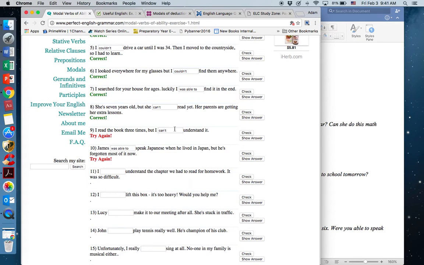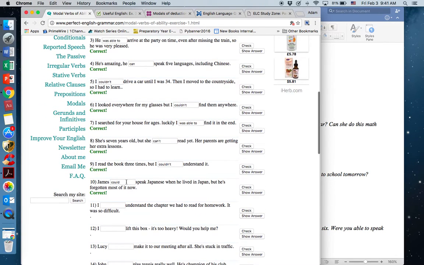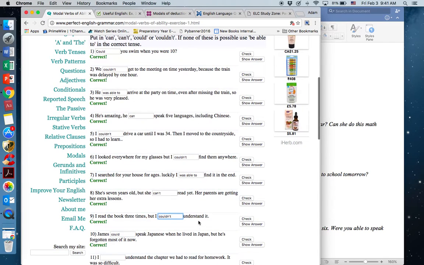But I can't understand it. So I couldn't understand it. So we're still in the past tense. And let's try could. Was able to and could generally have the same meaning, and this one was a little unclear because we have the present tense here. I suppose I should have said still can't, but we'll keep couldn't there.